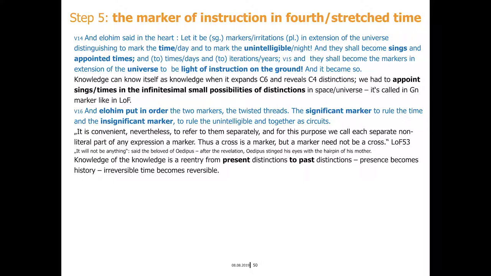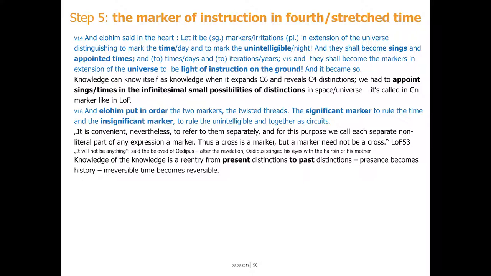It's convenient, nevertheless, to refer to them separately, chapter 11. And for this purpose, we call each separate non-literal part of any expression a marker. Thus, a cross is a marker, but a marker needn't be a cross. "It will not be anything," said the beloved of Oedipus. After the revelation, Oedipus stabbed his eyes with the hairpin of his mother. That's the indication of the insignificant marker in the Greek myth.